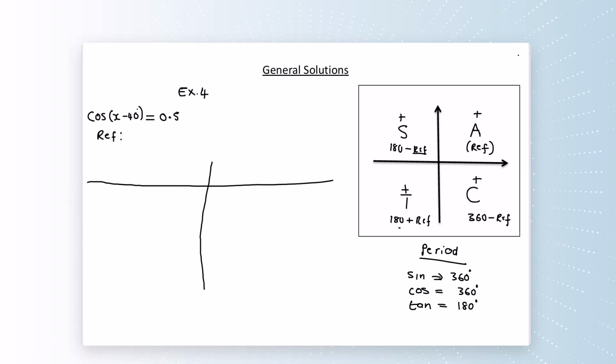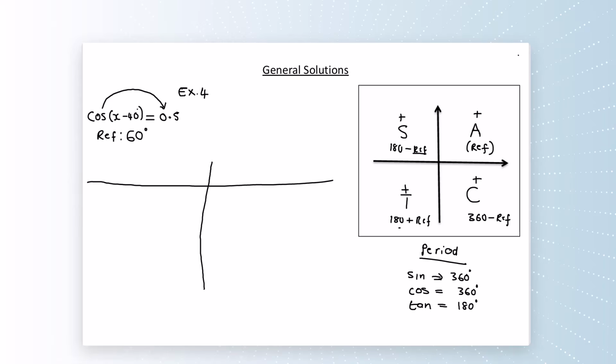Example number 4. We have cos of x minus 40 equals 0.5. Beautiful. We are going to do exactly what we've been doing since example 1. We're going to say shift or second function cos. This time it is cos of what? 0.5. And then we'll get a reference of 60. Beautiful. The 0.5 is positive.